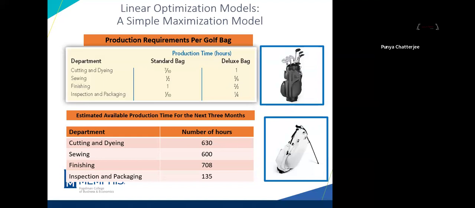Now, what you see is that the required hours to make each standard bag is 7/10 hours in the cutting and dyeing department, half an hour in the sewing department, 1 hour in the finishing department, and 1/10 hours in inspection. The same happens for the deluxe bag. Most of the numbers that they require for each department are the hours required to make 1 bag.